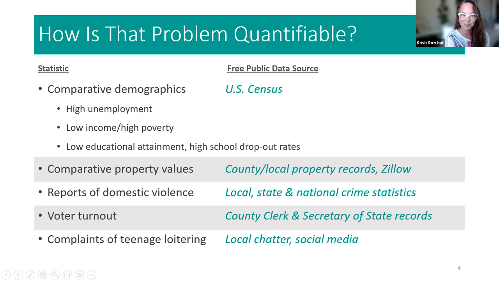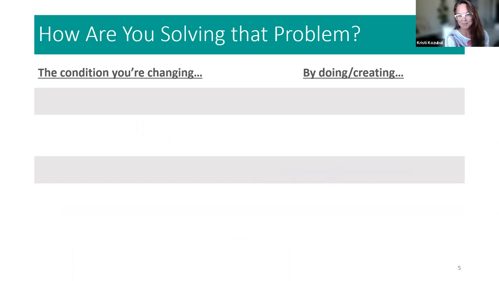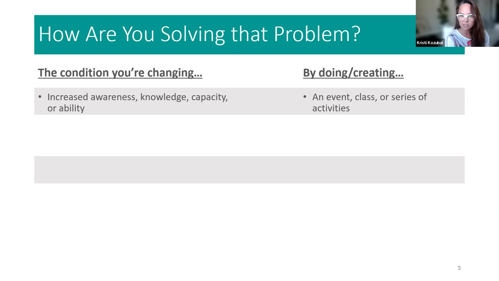So what we get into next is, how are you solving the problem? For example, if the condition you're changing is knowledge, capacity, ability, what you want to do is increase that knowledge. If there's a lack of knowledge, DEI, diversity, equity, inclusion is a lack of knowledge or a lack of awareness. So what we're doing is creating a class or an event or a series of classes or activities to raise that awareness. How do we measure?